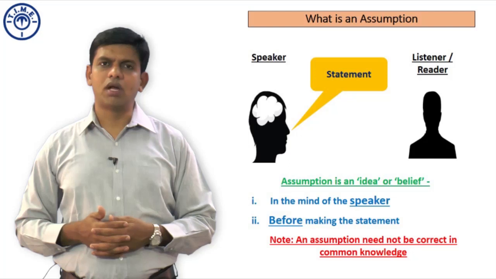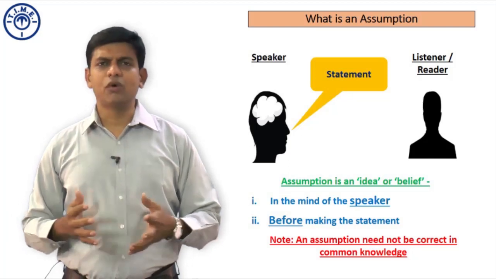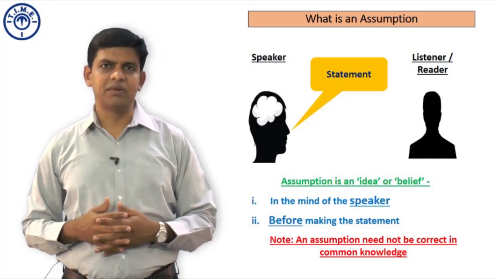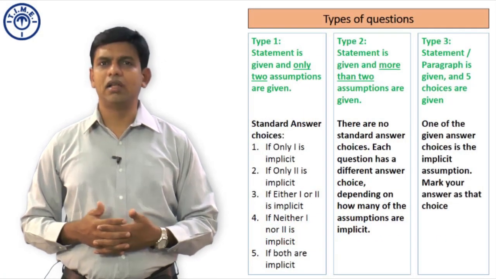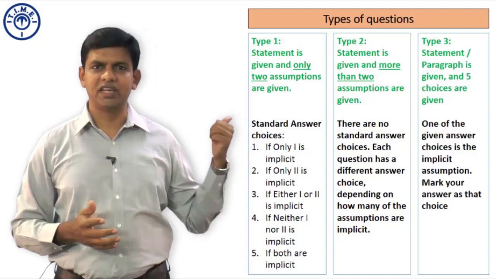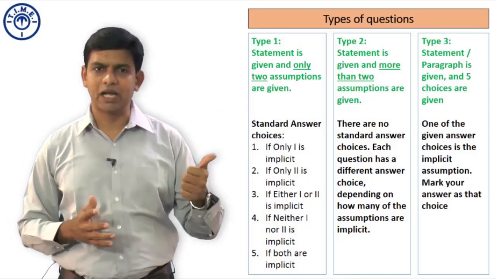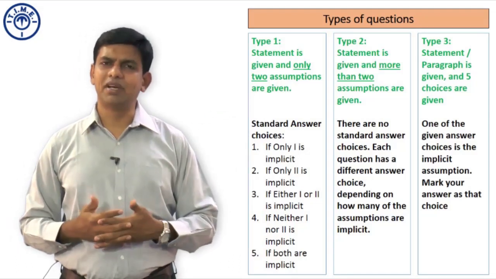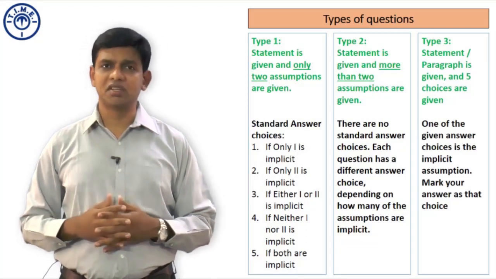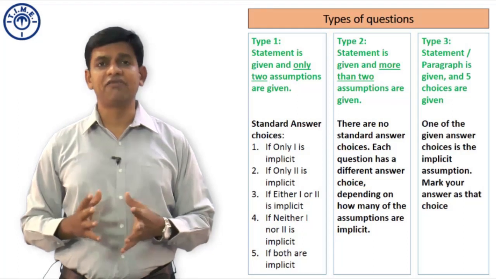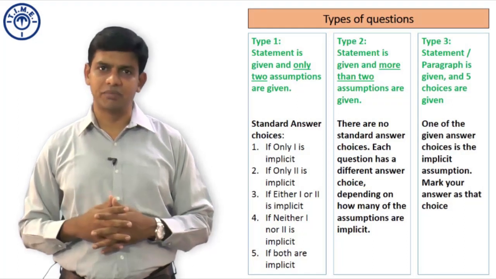Having understood what an assumption is, let's see what are the various types of questions that can be asked under the topic of statement and assumptions. I'll classify it into three types, as you can see: type 1, type 2 and type 3. Type 1, what is it? A statement is given followed by two assumptions. Only two assumptions are given here. So that means I have 5 standard answer choices.